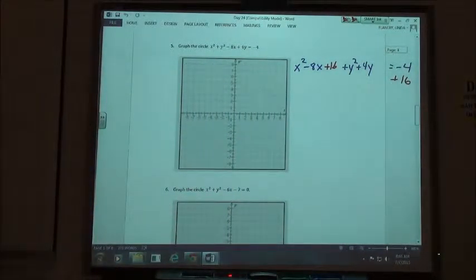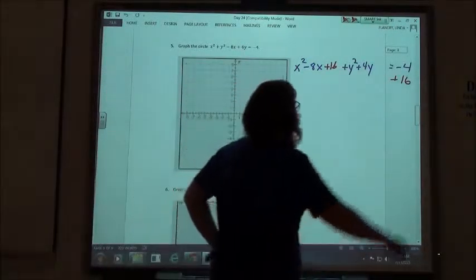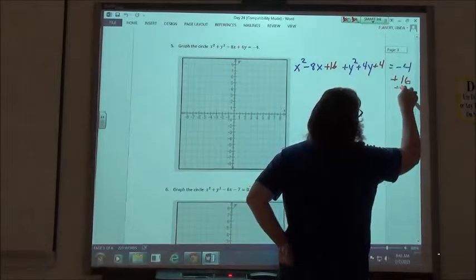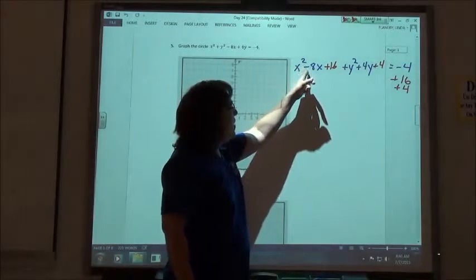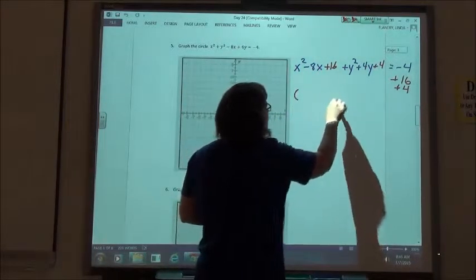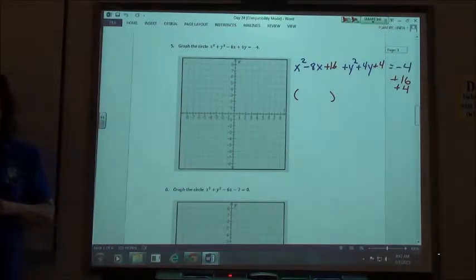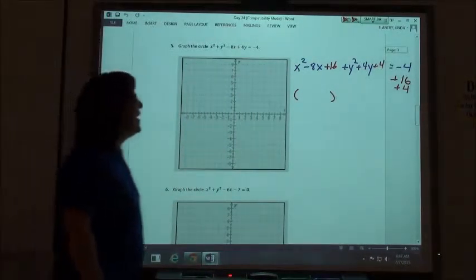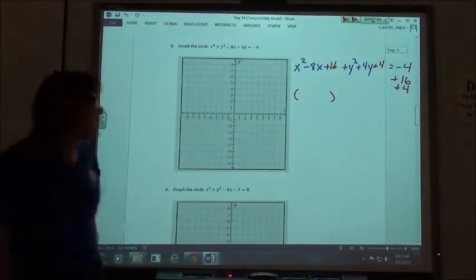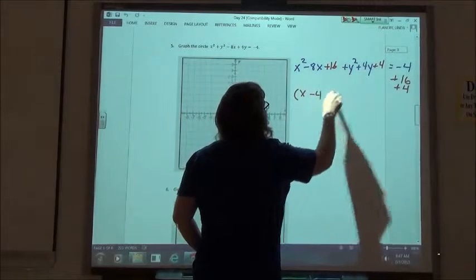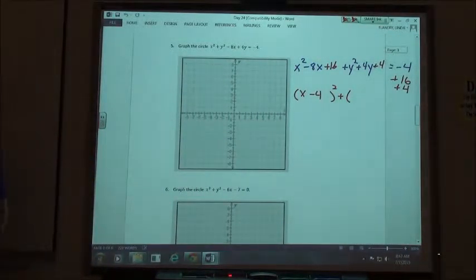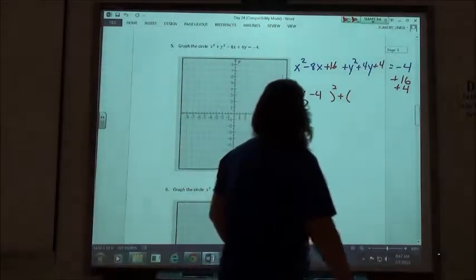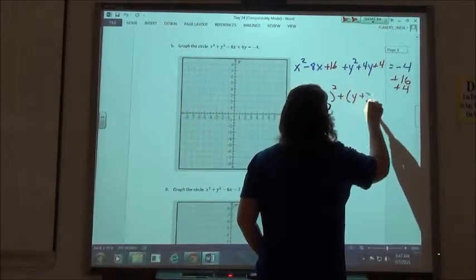And then on my y's, half of 4 is 2, and 2 squared is positive 4, so I'm going to add 4 to both sides. So x squared minus 8x plus 16 would factor into x minus 4 squared. And y squared plus 4y plus 4 would factor into y plus 2 squared.